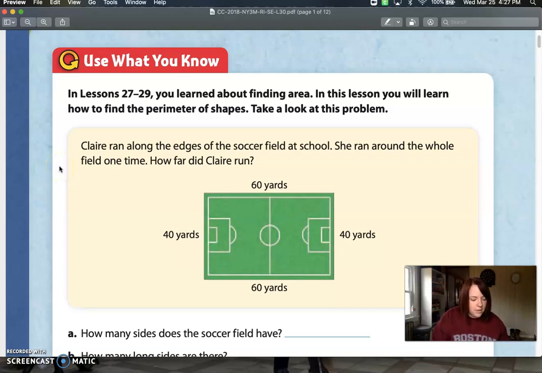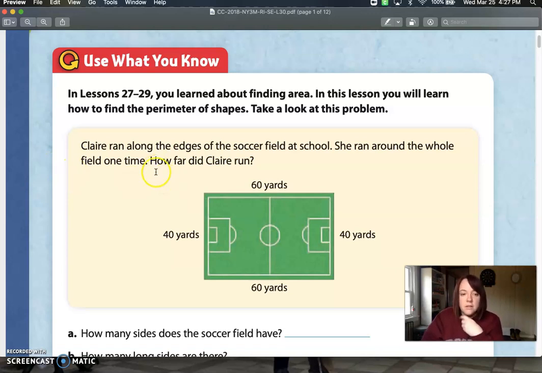Good morning, third grade. Today we are going to be doing lesson 30 in our math books. It is connecting area and perimeter, and this time we are going to be talking mostly about perimeter, but they are going to be showing you how area and perimeter are connected to each other. So I have my paper, the whiteboard I have as well if I need to draw something.